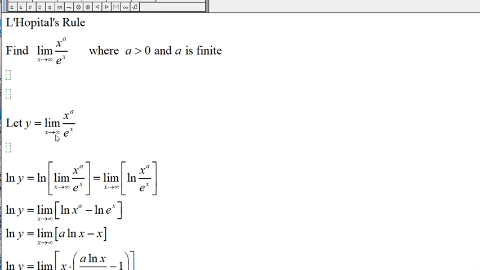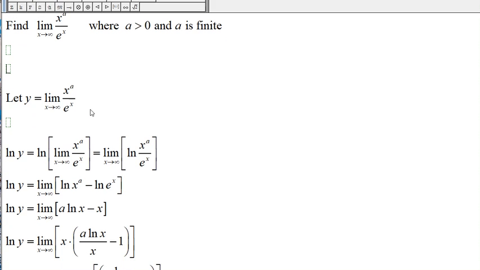as x approaches infinity. Now if a were a positive integer, then we just apply L'Hopital's rule n times, and that will give us the limit. But here a is not necessarily an integer, a is just a positive number.